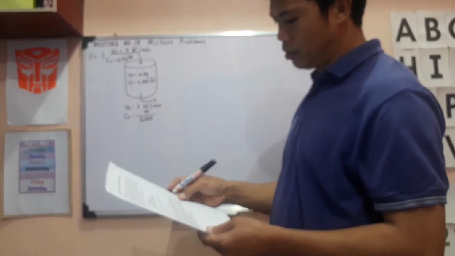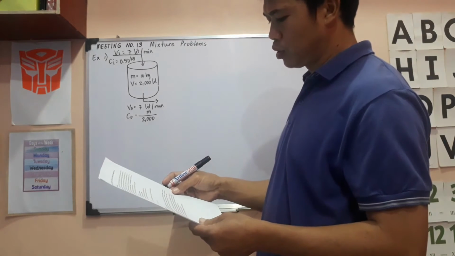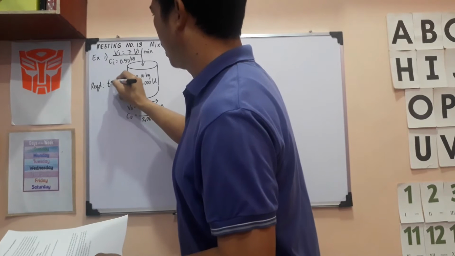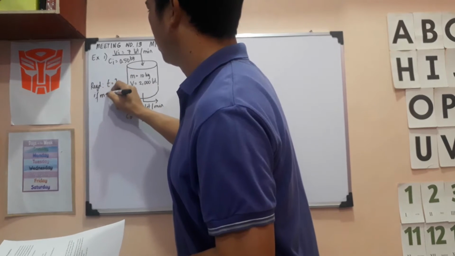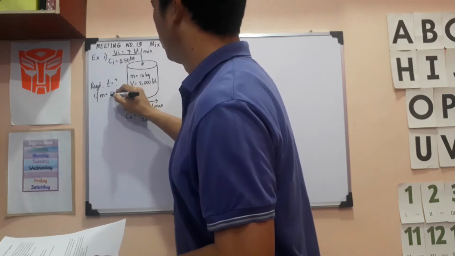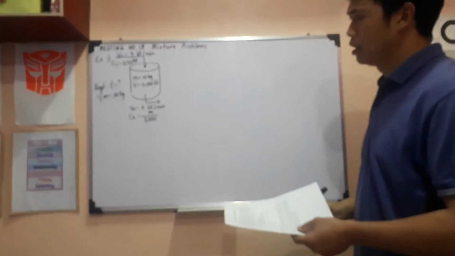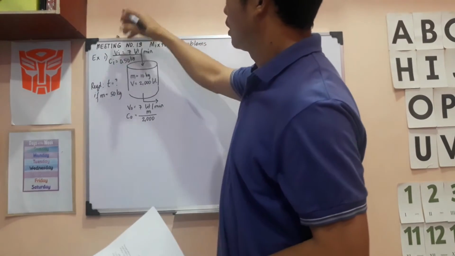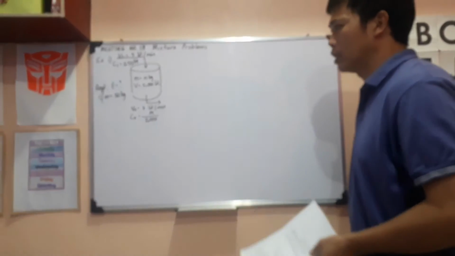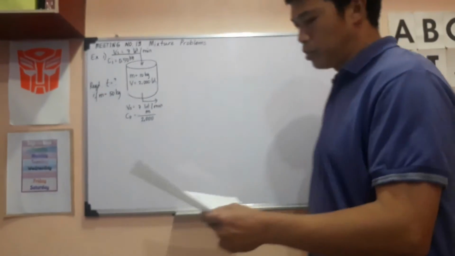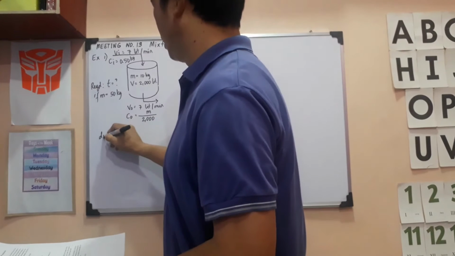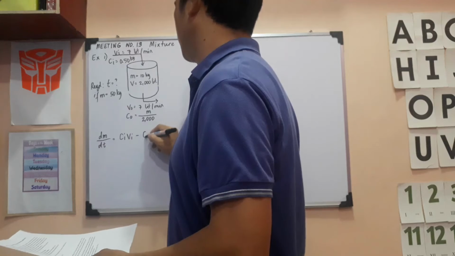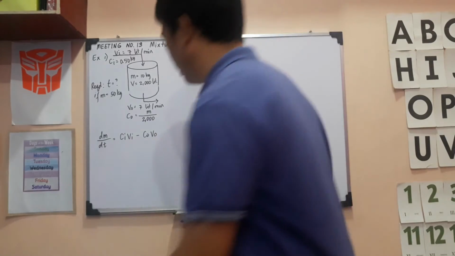So, when will the tank contain 50 kilograms of salt? The required here is the time when M is equal to 50 kilogram. Initially there are 10 kg there, and 0.5 kilogram of salt per liter enters, so the time will come that it becomes 50 kilogram, and the question is when. So from our working formula, dM over dt is equal to C_I V_I minus C_O V_O. That is what is written here.